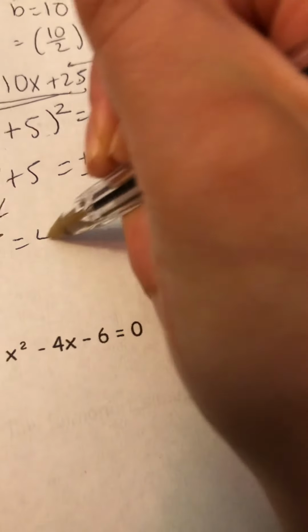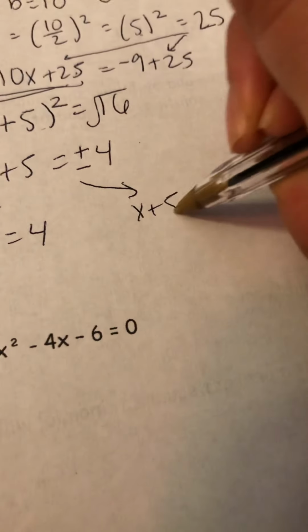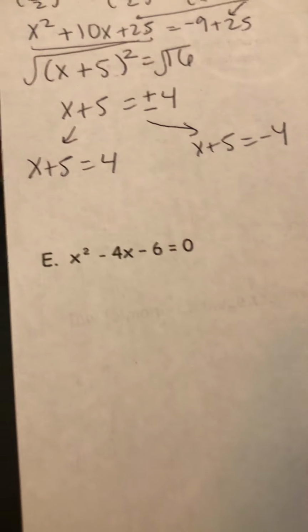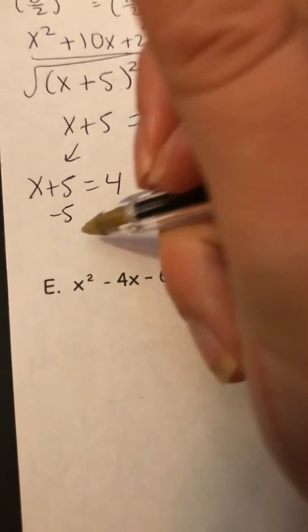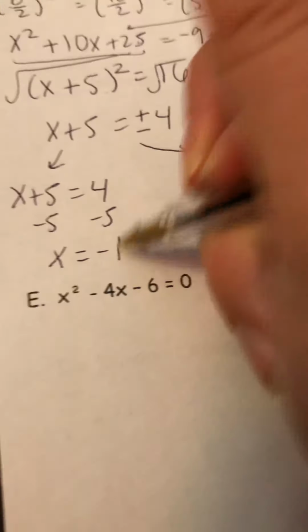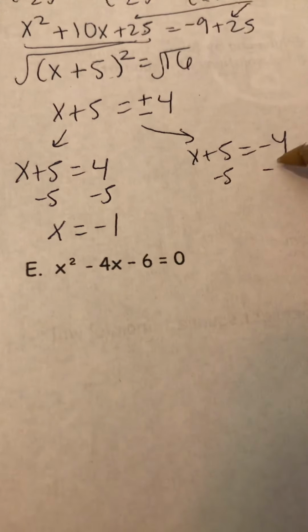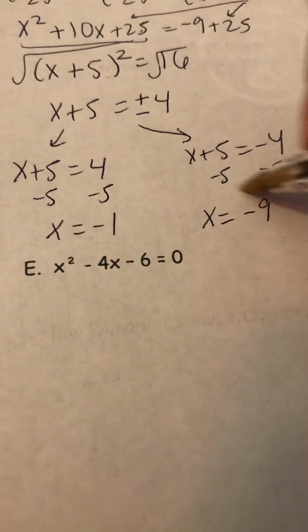X plus 5 is equal to positive 4. X plus 5 is equal to negative 4. Subtract 5 from both sides, and you get x is equal to negative 1. And you get x is equal to negative 9.